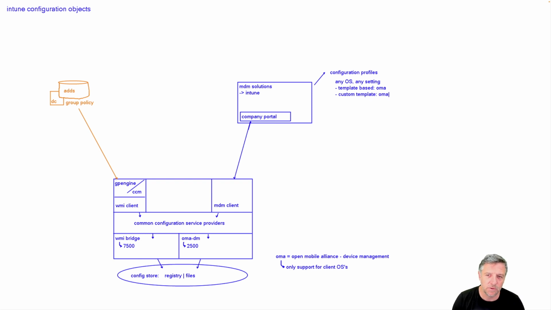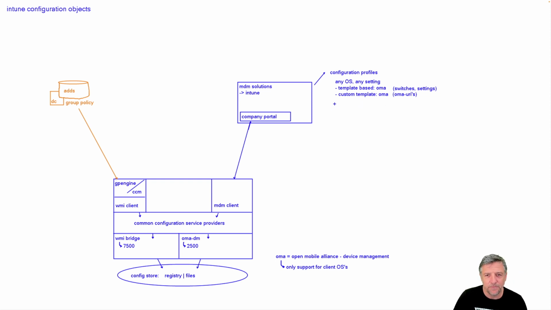So one of the things is that you could also use a custom template. And this is also the OMA way. However, in this case, you need to specify OMA URIs. And that is a little bit less intuitive than what we have here, where you can just use switches and settings and so on to just configure.